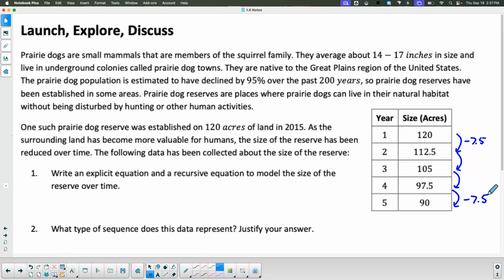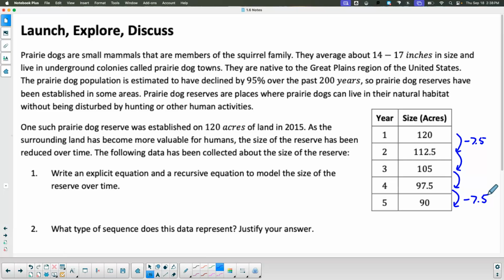Can someone write me an explicit equation and a recursive equation? Let's do the recursive first, because recursive is usually easier. Somebody hit me up with a recursive equation for this. You don't have to do it in function notation. Next term equals previous term minus 7.5.